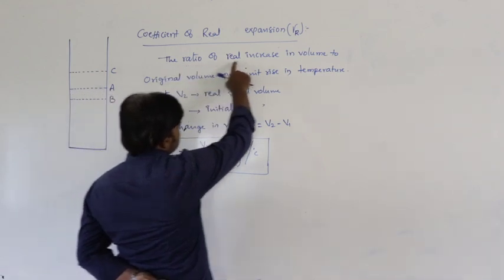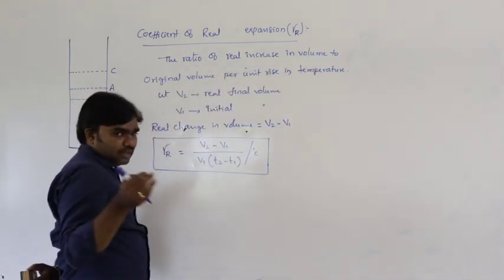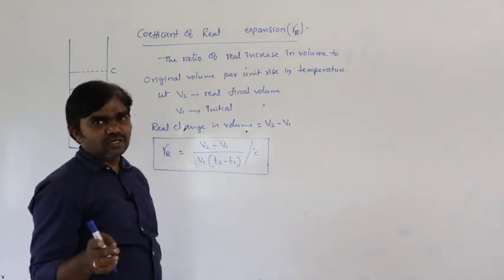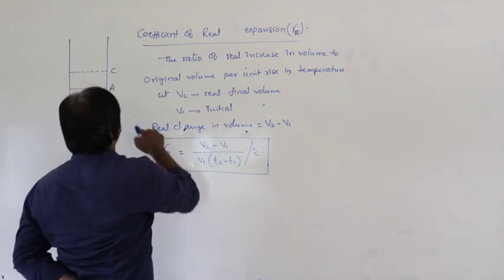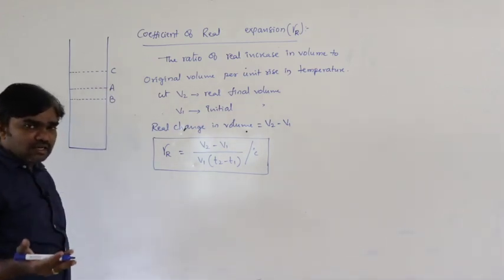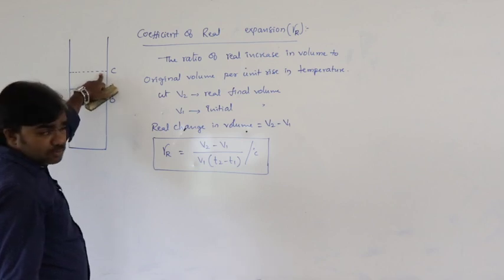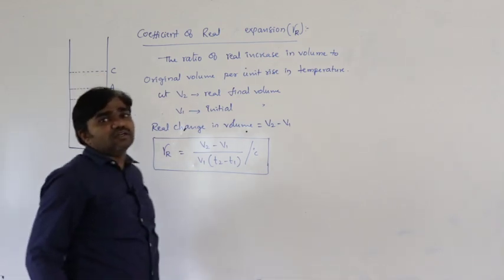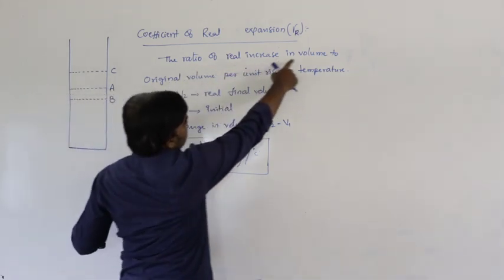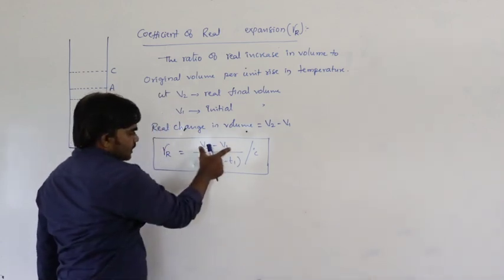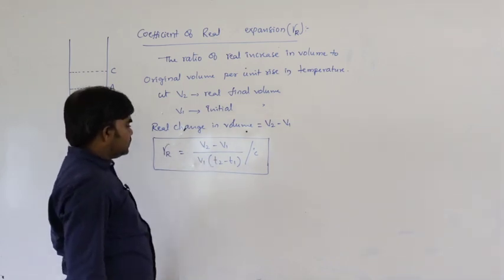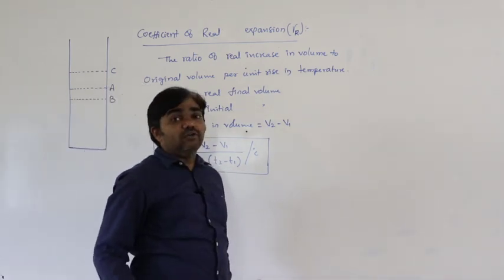So according to the definition, the ratio of real increase in volume: apparent is considered as V dash, real is considered as V2, just to differentiate these two. But finally the liquid level must be the same. Whether it is real increase or apparent increase, the final volume must be the same, but the change in volumes must be different. So this is the ratio of real increase in volume to original volume. This is the real increase in volume, and it is the original volume initially, per unit rise in temperature, that is T2 minus T1.